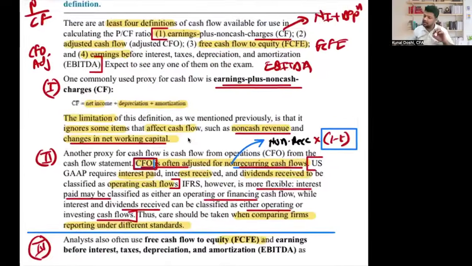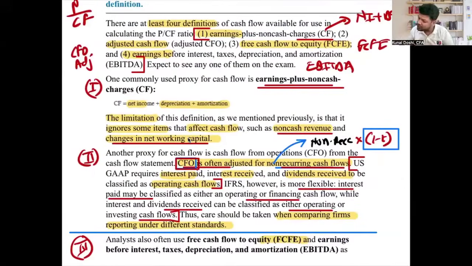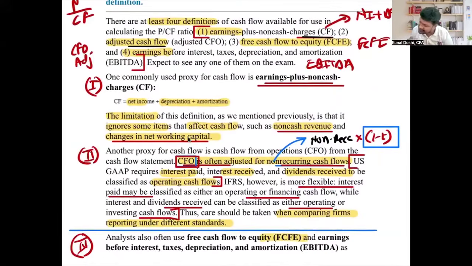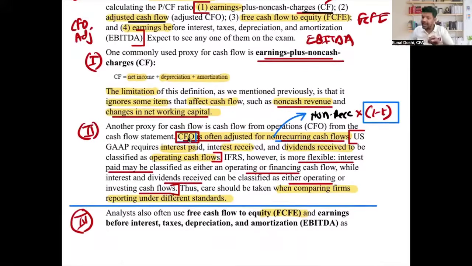Yes, see here. There are four definitions of cash flows, which is at the end, by the way. One is cash plus earnings plus non-cash charges. That's a simple cash flow. Second is the adjusted cash flow. And what do I mean by adjusted cash flow? Adjusted cash flow is adjustment for the non-recurring items. If there is a non-recurring income added, you need to subtract it. If there's a non-recurring expense that was subtracted, you will add it back.